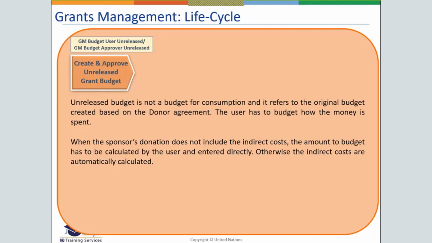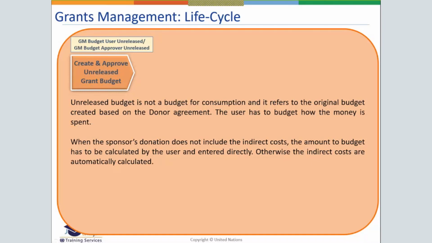This grant budget reflects how the budget is going to be spent. This budget is not for consumption. It's, let's say, a kind of plan on how this money is going to be spent. In fact, if we have a project involved in this grant, and there is a cost plan, this unreleased budget has to be, let's say, consistent or coherent with this cost plan, okay?